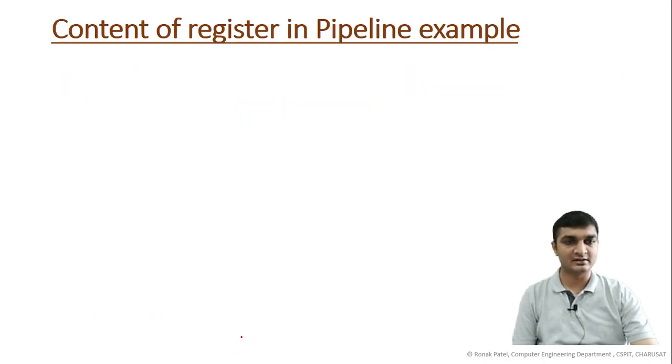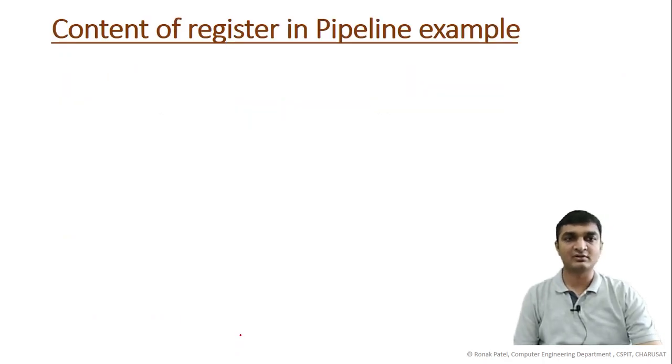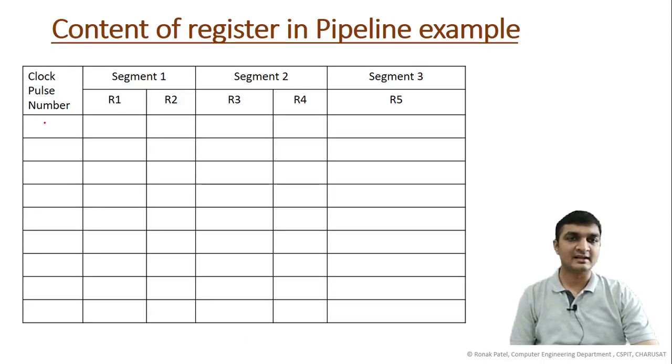Now let's understand this pipeline example with the help of registers. At each and every clock pulse they move to the next segment, right? We have three segments as I have shown previously: segment 1, segment 2, and segment 3. We are using 5 registers: R1 and R2 to load A and B, R3 to store the result of this multiplication, R1 multiplied by R2, right? And R4 to load C, and at the end R5 to store the sum of R3 and R4, right?